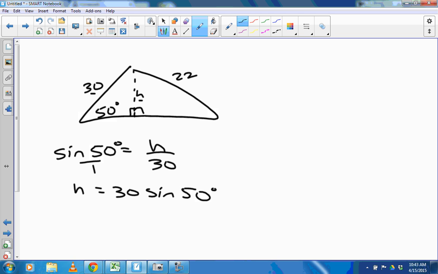It all depends on that. All right, I got 22.9. Did y'all get that? So, can that be 22.9? Can a leg be bigger than the hypotenuse? No. No triangle.